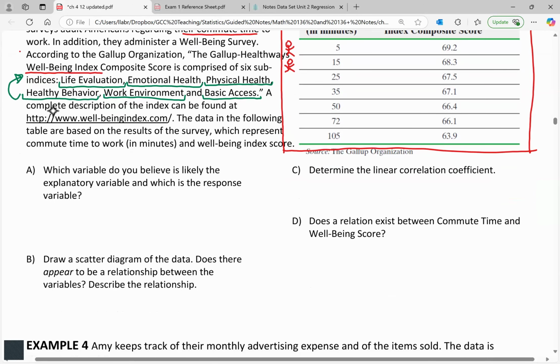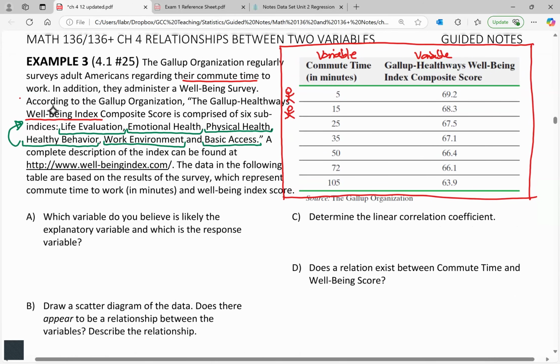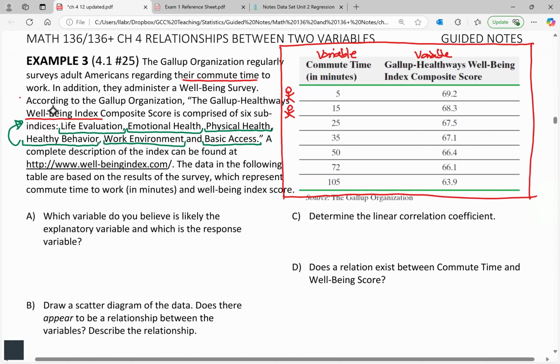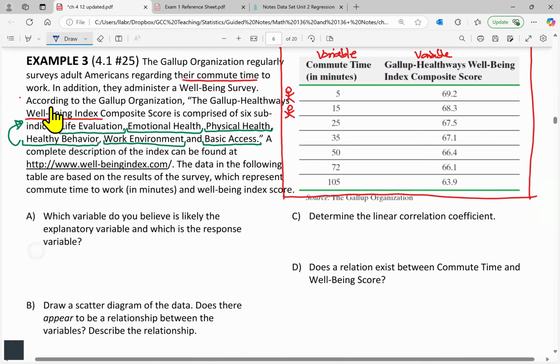All right. So let's quickly go ahead and answer part A. Which variable do you believe is likely the explanatory, and which is the response? So that simply is saying which variable do you believe is influencing the other variable. After some thought, I hope that you reach the conclusion that the explanatory variable X should be commute time.